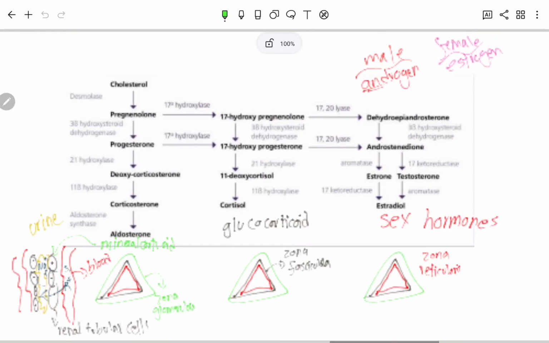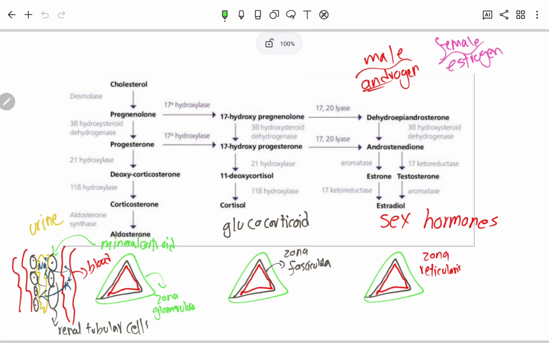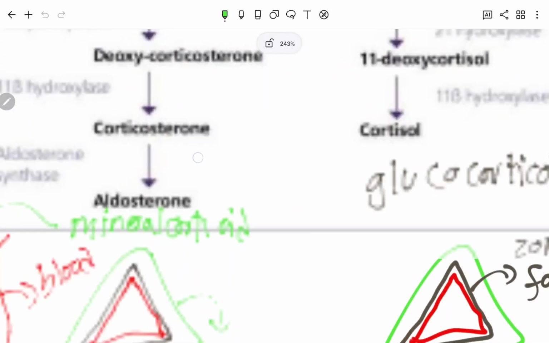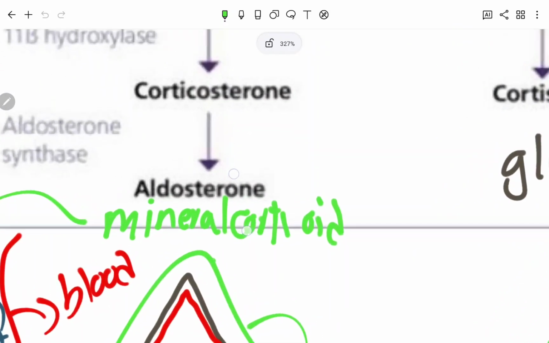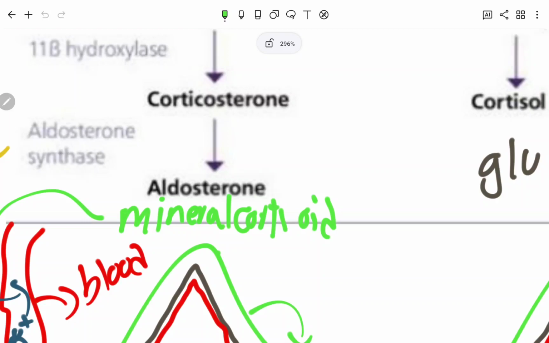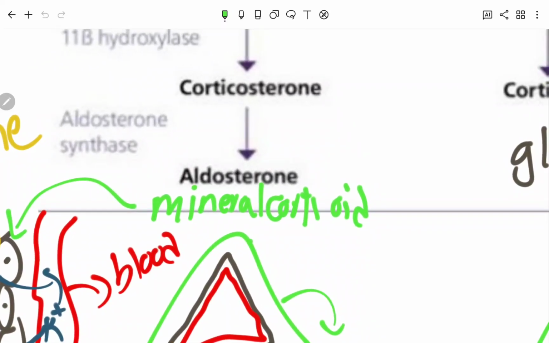Now, do you think that we only have a single type of corticosteroid? No, actually we have three different kinds of corticosteroids. Here we have, the first type of corticosteroid is the mineralocorticoids. The mineralocorticoid function has to do with the regulation and homeostasis of minerals, mainly sodium and potassium.